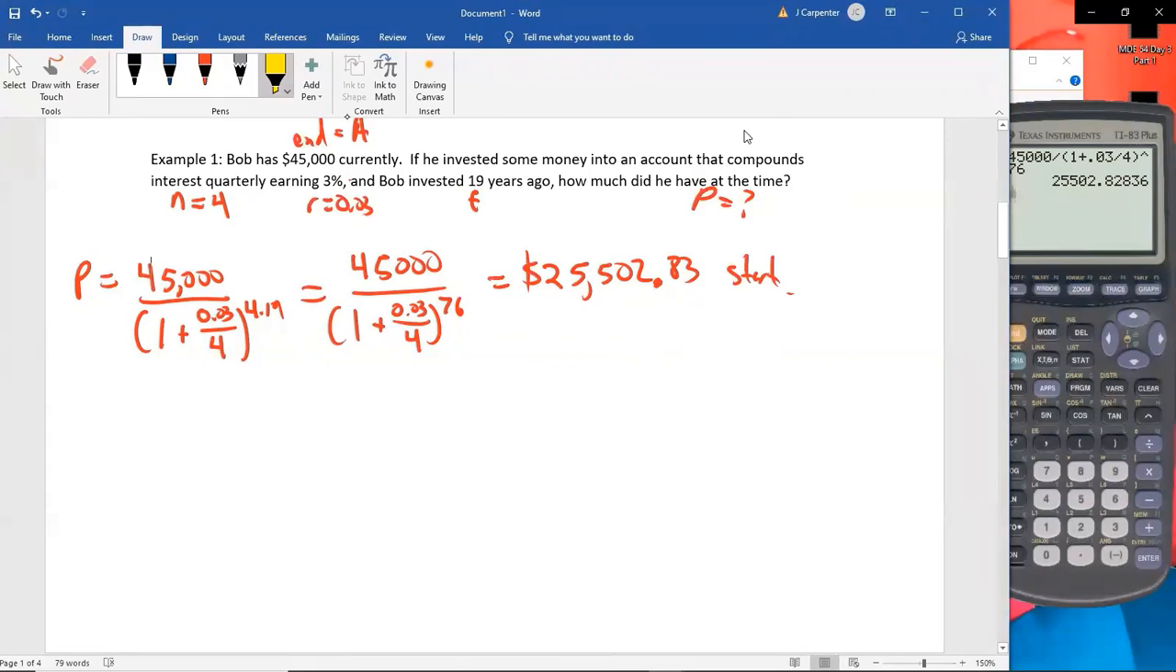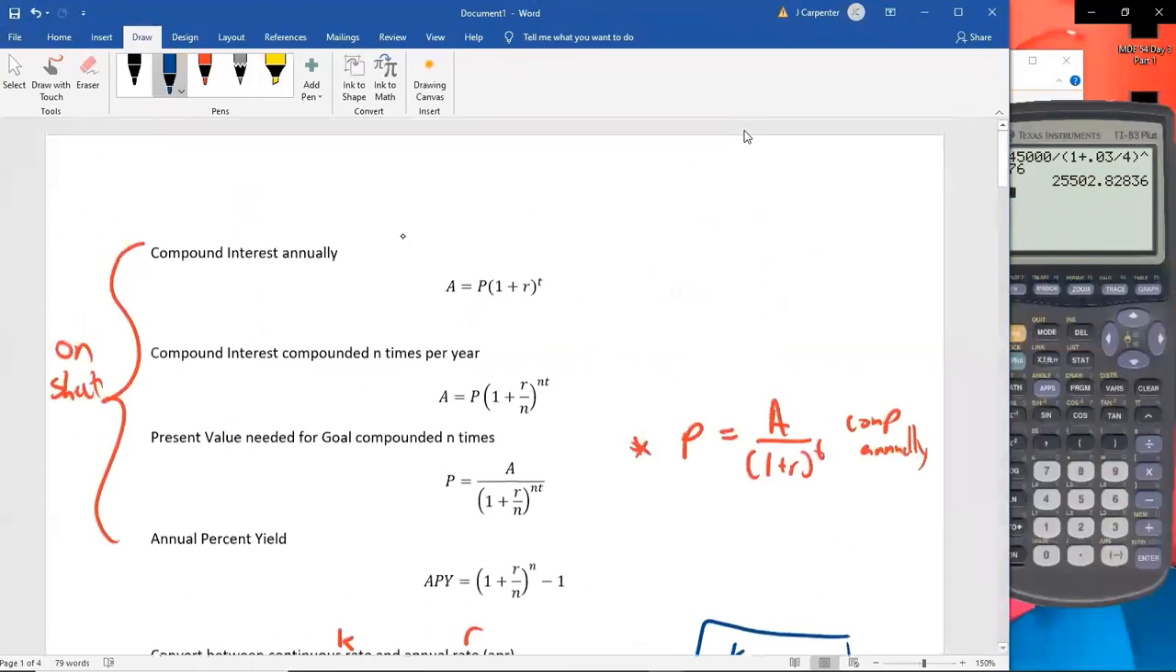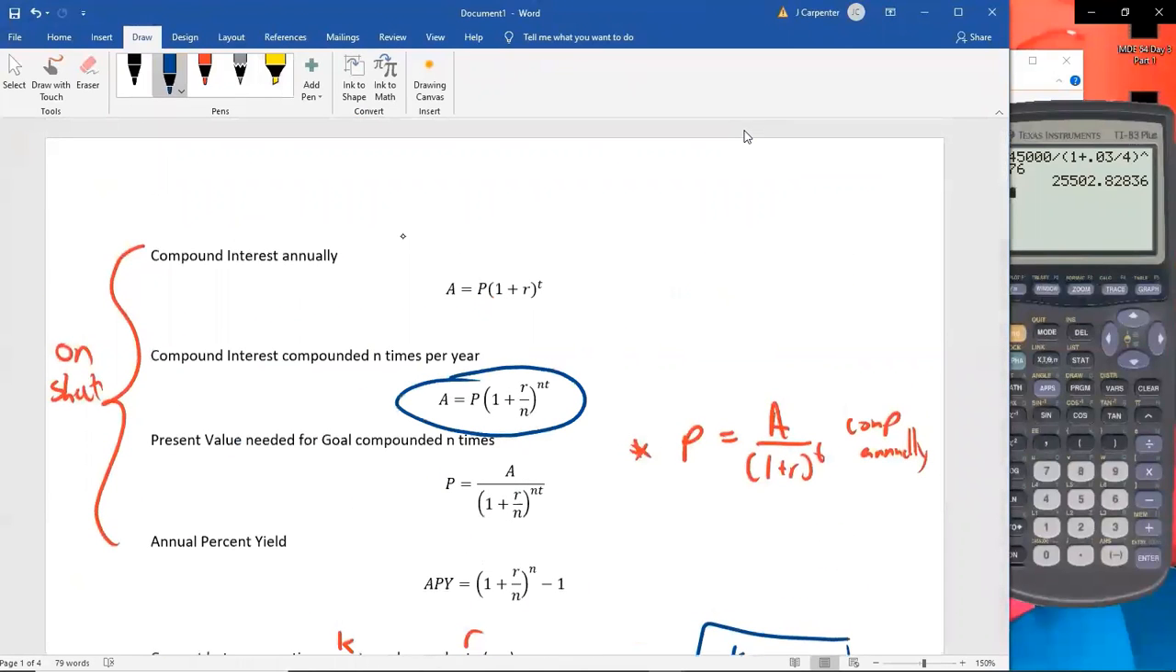All right, so another way, does it make sense? Well, first of all, this number, how much we started with, should be less than how much we ended with. And 25,000 is less than 45,000. So if I had done the wrong formula, let's say A equals the 45,000 parentheses 1 plus 0.03 over 4 raised to the 76, that would have been plugging it into this formula. But again, what I've done wrong here is that's a starting value, but it's really supposed to be the ending value.